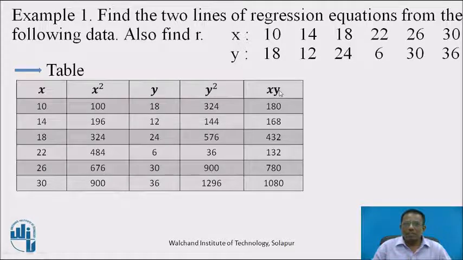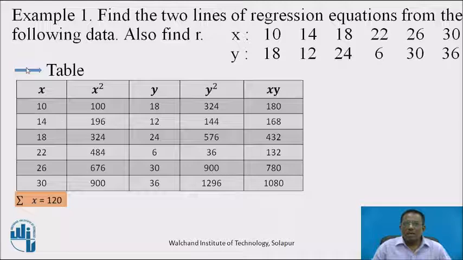So, we get y square: 324, 144, 576, 36, 900, 1296. Then in the fifth column find the product of x and y. So, denote it as the x into y column. So, 10 into 18 is 180, 14 into 12 is 168, 18 into 24 is 432, 22 into 6 is 132, 26 into 30 is 780, 30 into 36 is 1080.